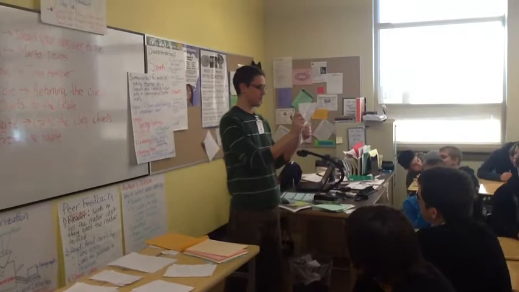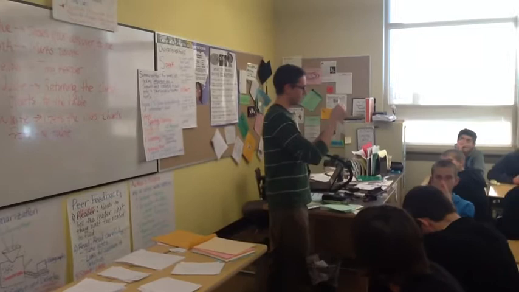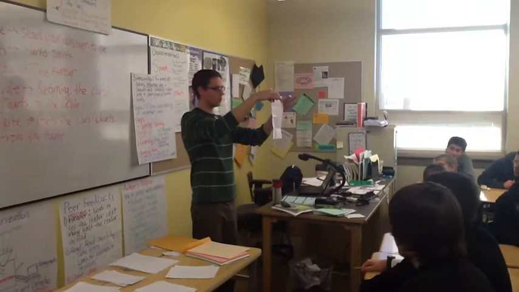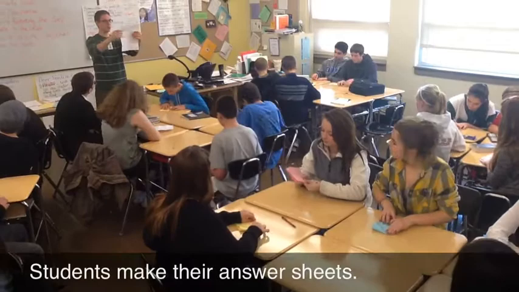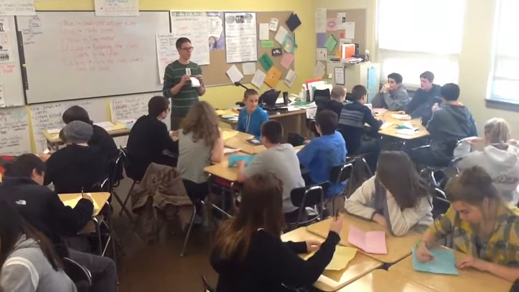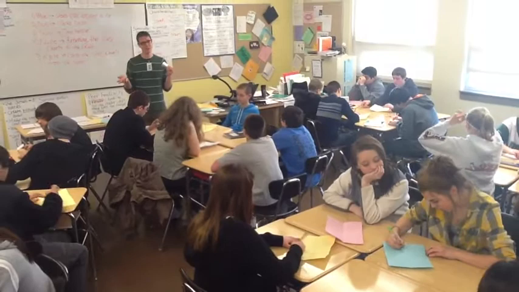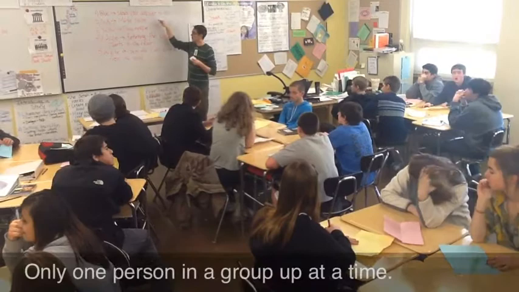We have eight clues. You're going to answer those on here, and you're going to number these boxes 1, 2, 3, 4, 5, 6, 7, 8, like reading a book. Here's the last thing that I want to say, because since we are a huge class and it's going to become chaos, if four out of your five people are running amok, only one person from your group can be up at a time.